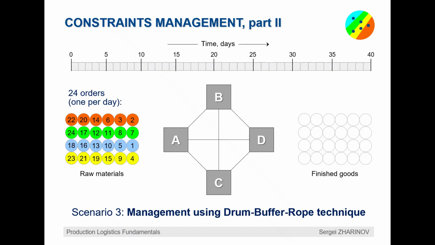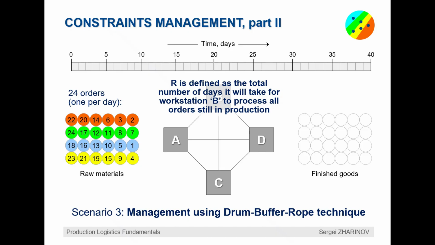Let me remind that we called the workstation B a drum, and defined the work in process buffer R as the total number of days it will take for workstation B to process all orders still in production, denoted R with an asterisk as the length of the rope and set it to 4 days.